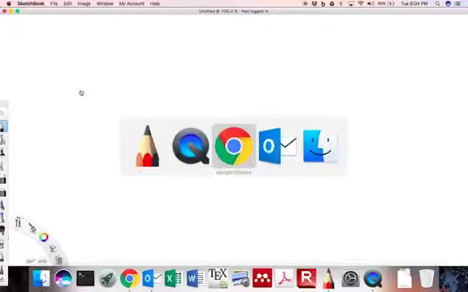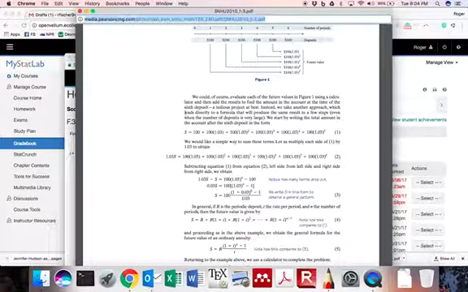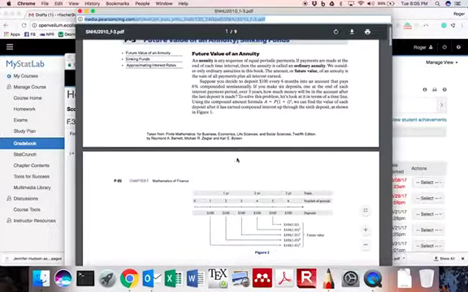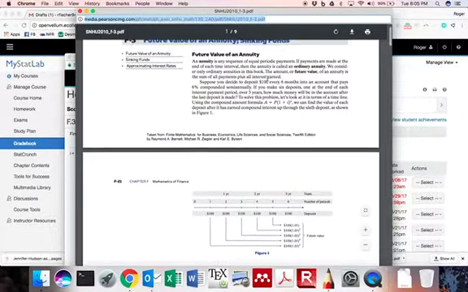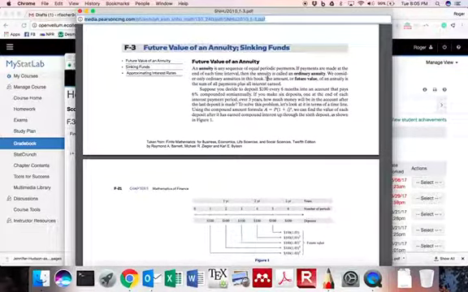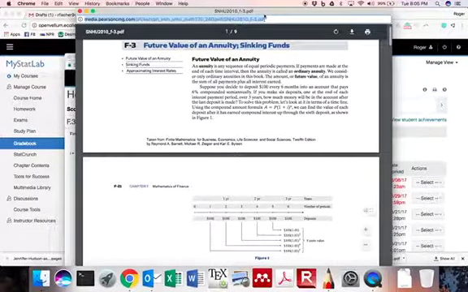I'm looking here at the textbook and notice that this is a PDF, and I'll put a link to this page in the upload to the video. So I wanted to talk about this future value of an annuity because I think it's hard to get your head around this formula if someone doesn't walk you through it.